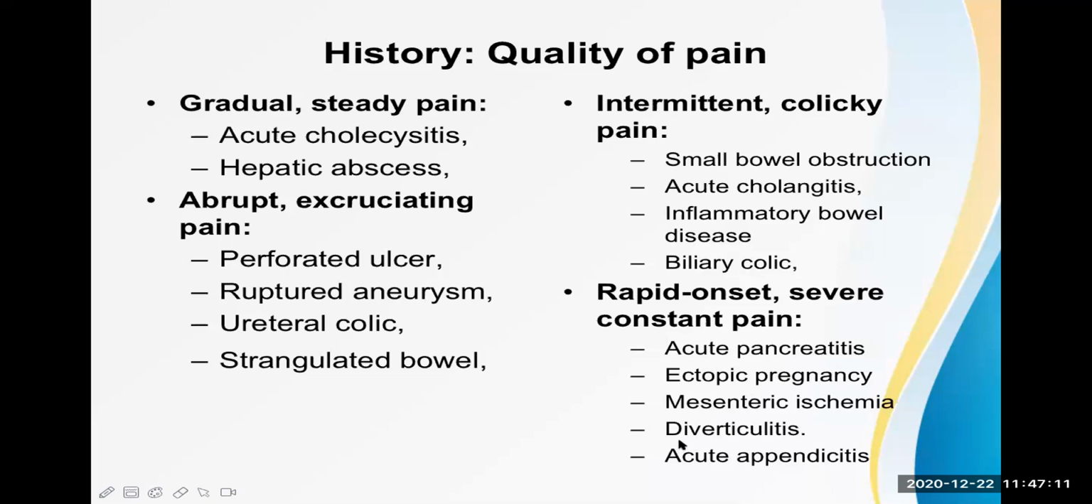ischemia, diverticulitis, and acute appendicitis. Now, this is a little bit difficult for the students to remember, but don't worry. Just take a history and find out whether there is pain or not. That's it. In clinical practice, it has very little significance except the colicky type of pain, because it is very easy to take the history.